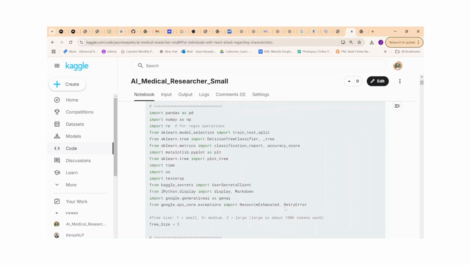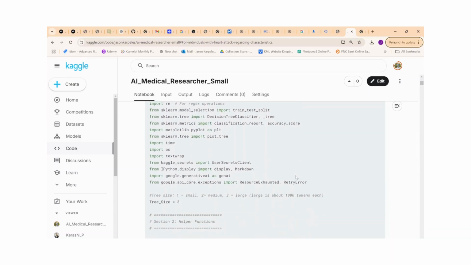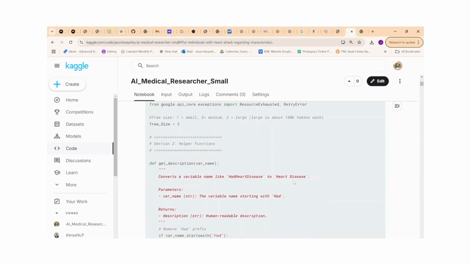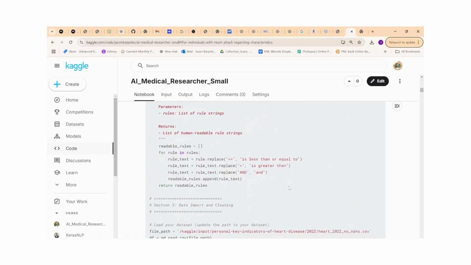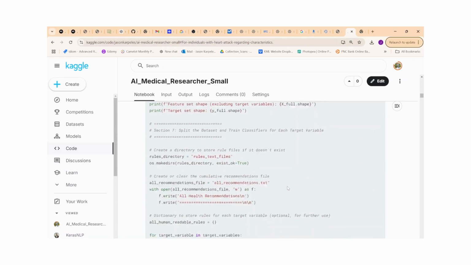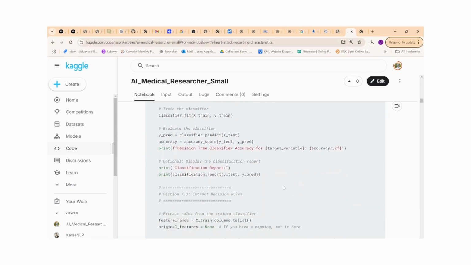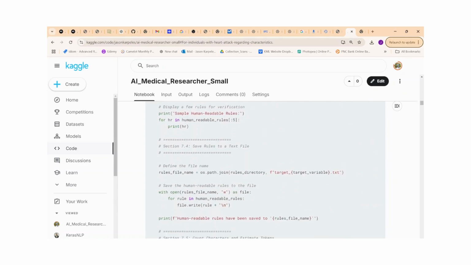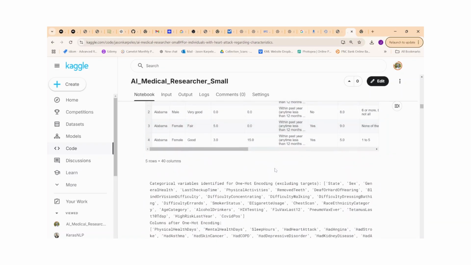The steps involved importing the libraries, defining the size of the trees so we know how much of a context window we want to fill, data cleaning, and then setting all the dependent variables, which are about 10 or so, and then running the decision trees, converting them to human readable rules, and then defining approximately how many tokens there are.